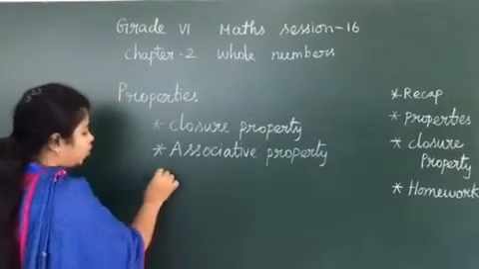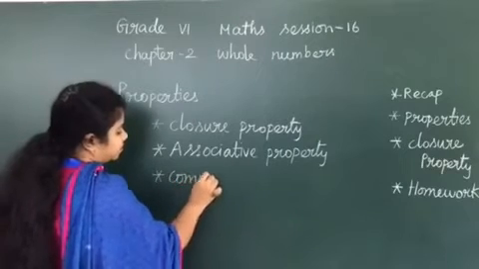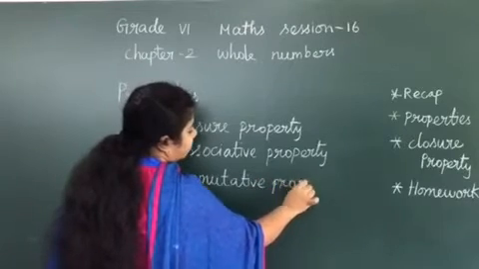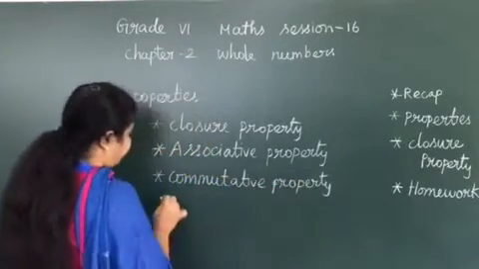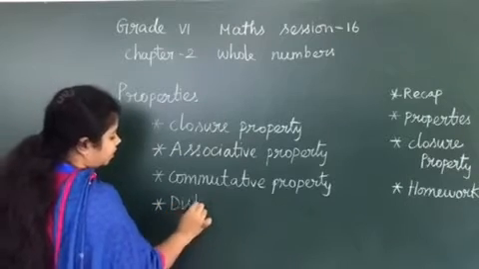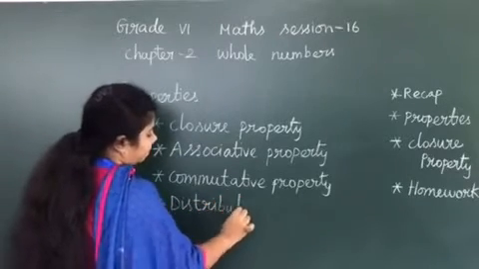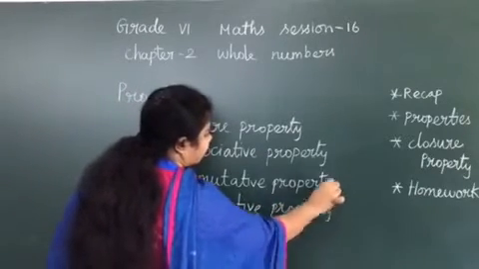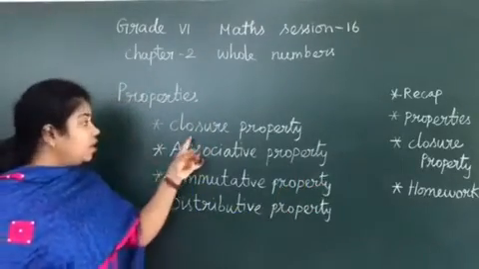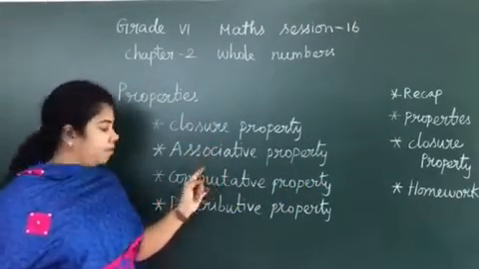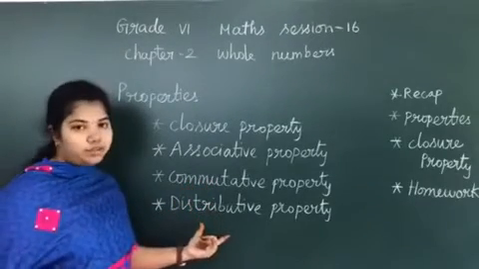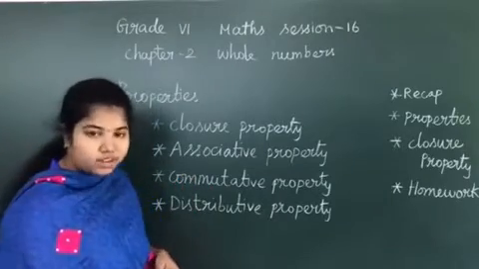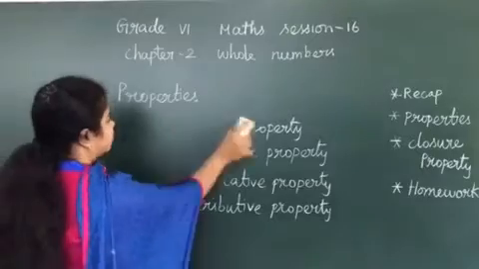And the next one is commutative property. And the final one is distributive property. Okay, so there are 4 properties, namely closure property, associative property, commutative property and distributive property. We will see each one in detail with examples. Okay, now let us move on to closure property first.